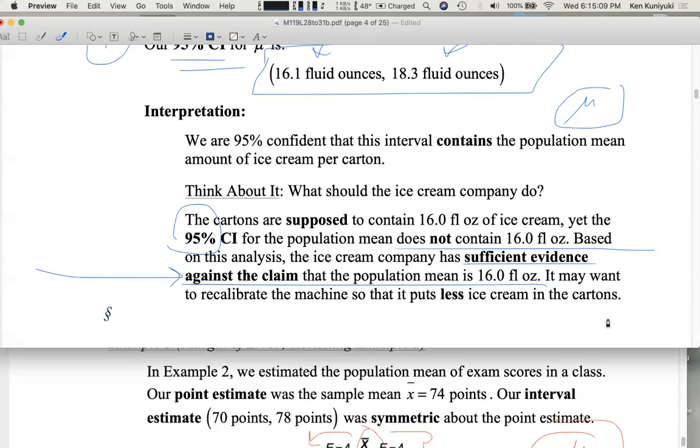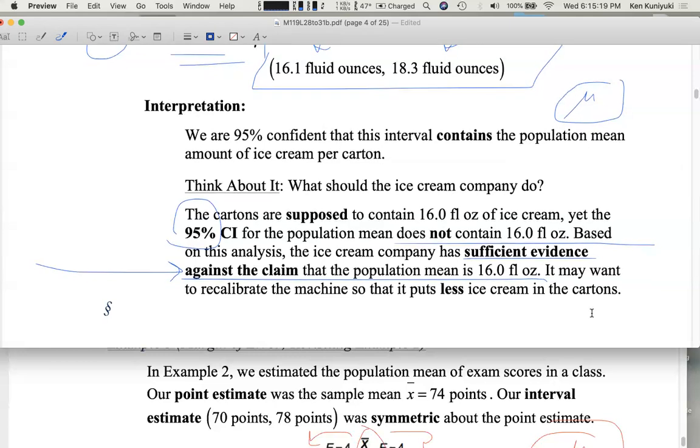So the danger for the company is that the company might be wasting ice cream. It might be wasting money in a way because it's putting in too much ice cream into the cartons. They may not get in trouble by the government or from consumer groups, maybe from dieting groups, Weight Watchers, but internally, they may be wasting money because they're putting too much ice cream in the cartons.